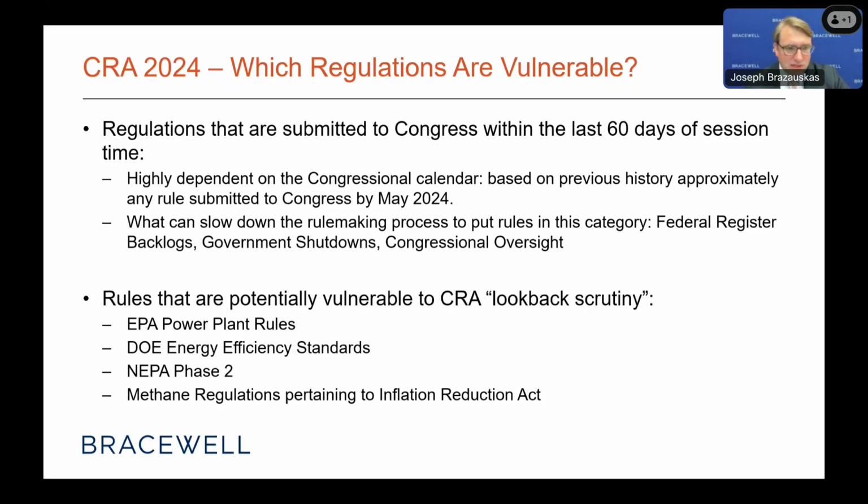And so also what we need to be looking at is what can slow down the rulemaking process that would potentially put the rules into this category. So when you're headed into an election year, particularly a presidential election year, there are a lot of federal agencies that are working to not only put out proposed rules, but also finalized rules. So the Federal Register gets backlogged. And in order to finalize a rule, it must be published in the Federal Register, and it must be submitted to Congress. So those two things have to happen in order for the administration to finalize its rule.